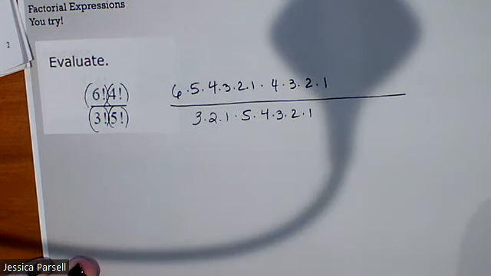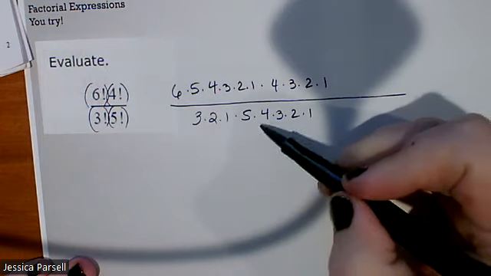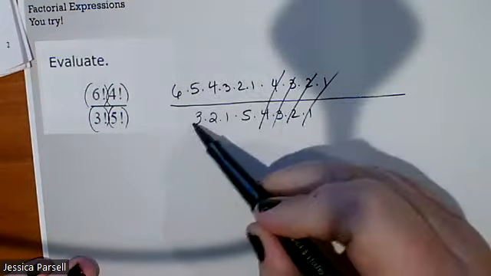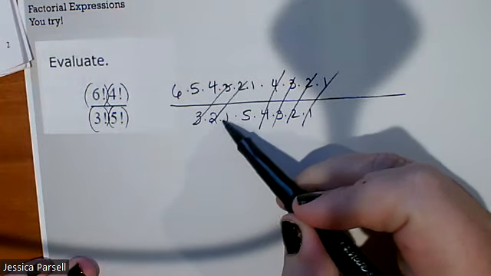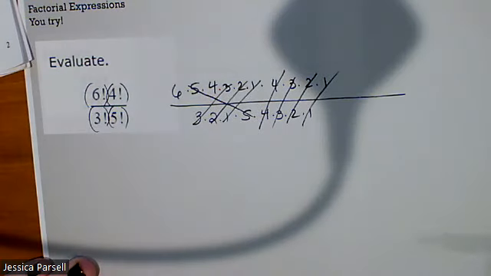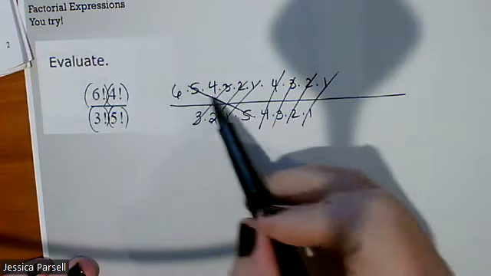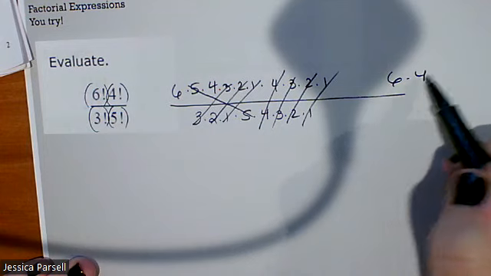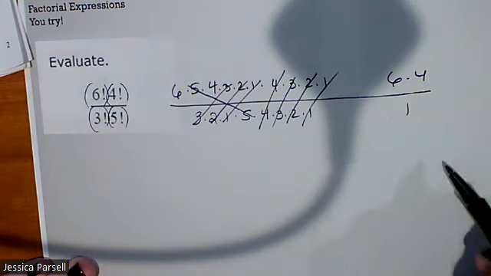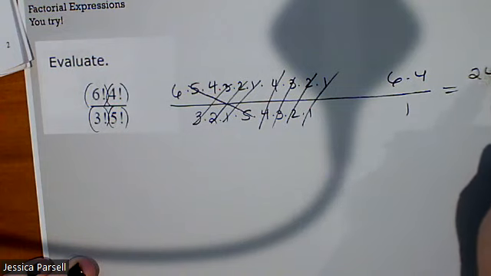Writing it out is kind of a pain, but then the fun part happens after that, where you can start canceling. So I see things that I can cancel. Hopefully you were canceling these. I've got these 5s that cancel. It's kind of fun. Then you see what's left. So 6 times 4 is left up top. Down below, I've got nothing left, so really it's just a 1. So it's really 24 over 1, or just 24.